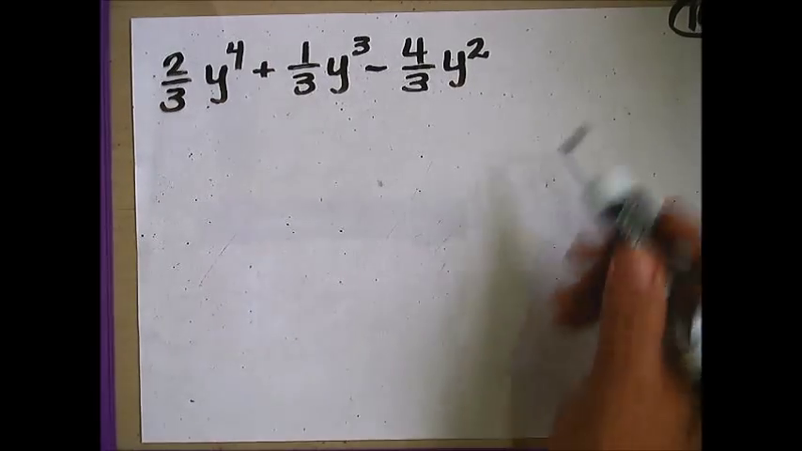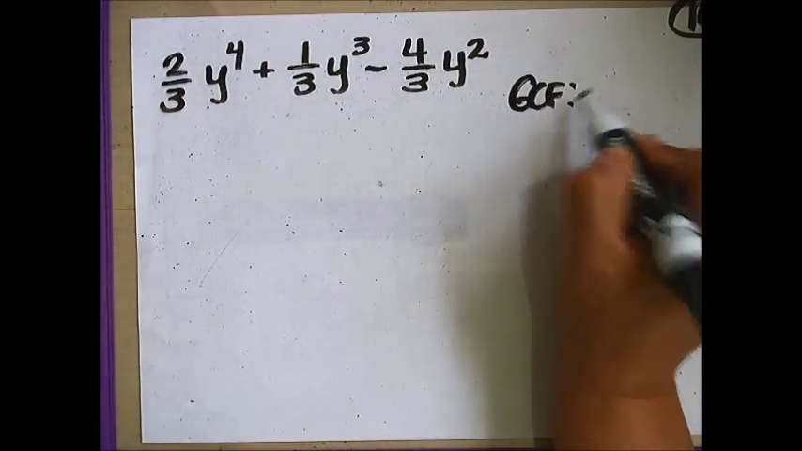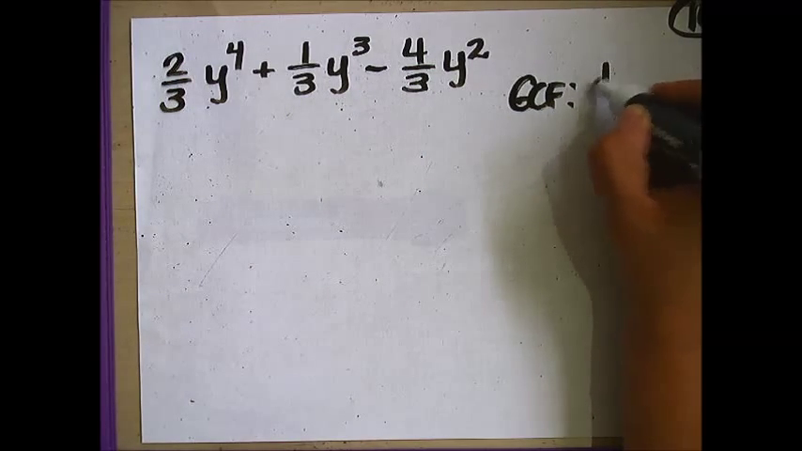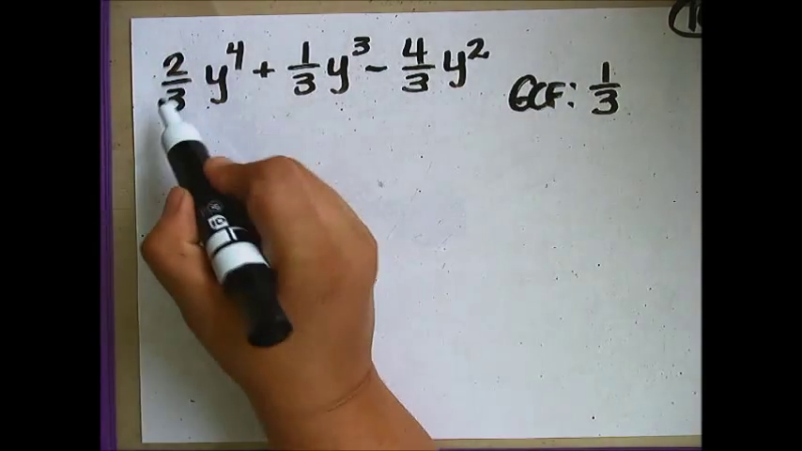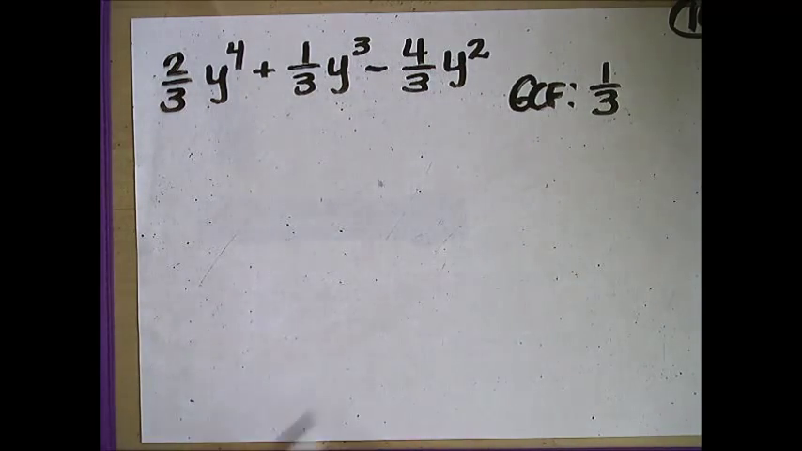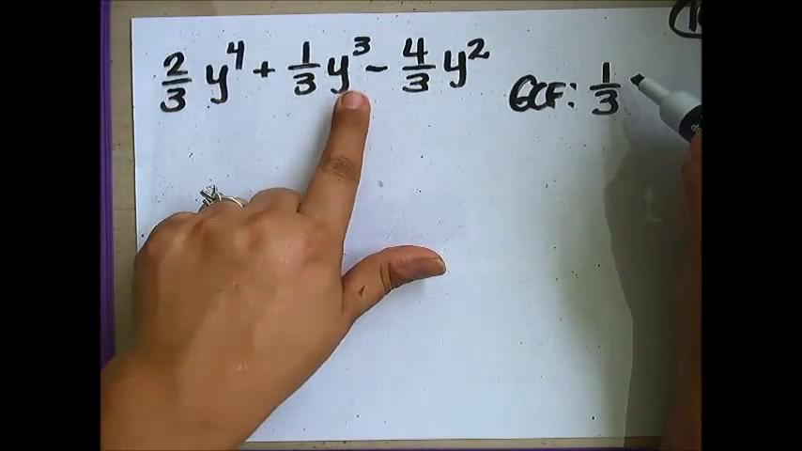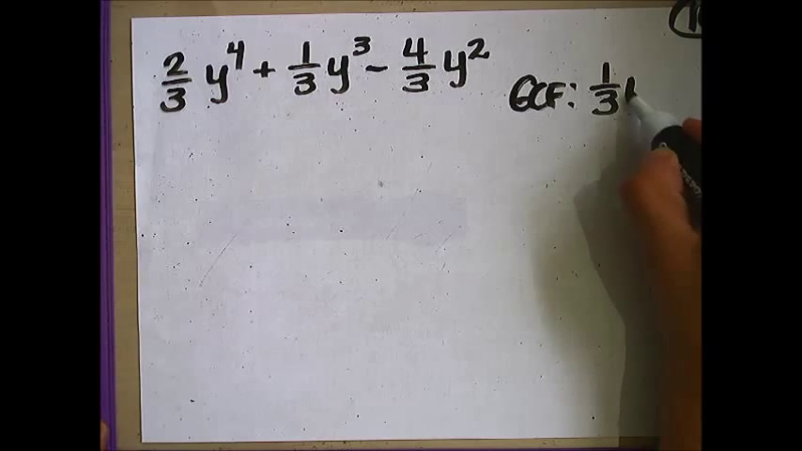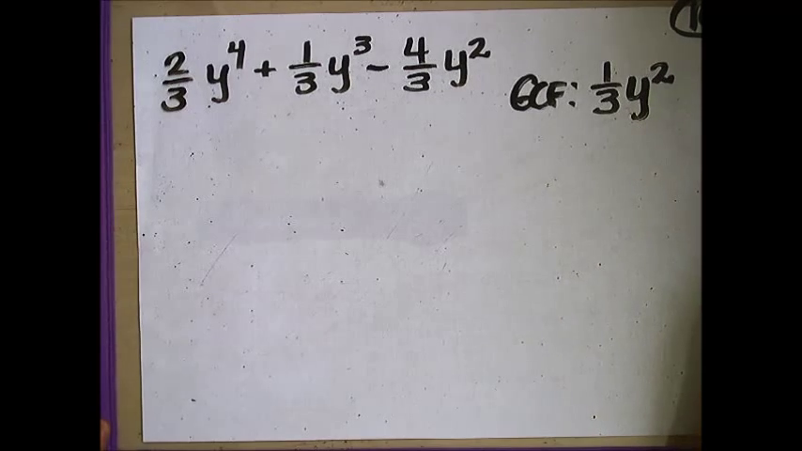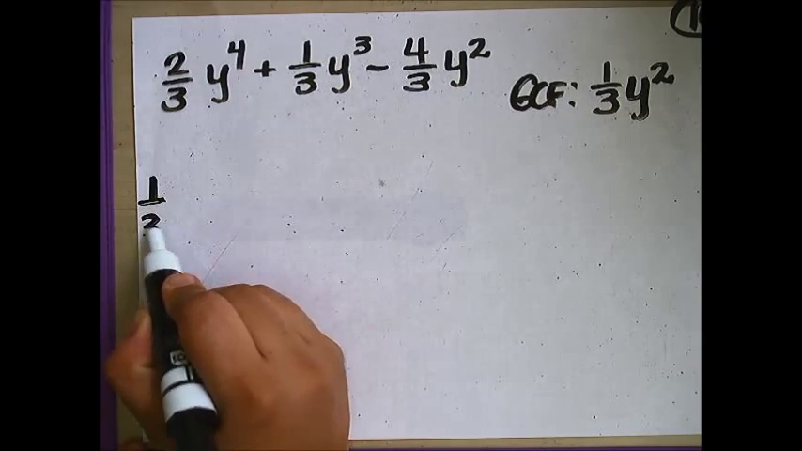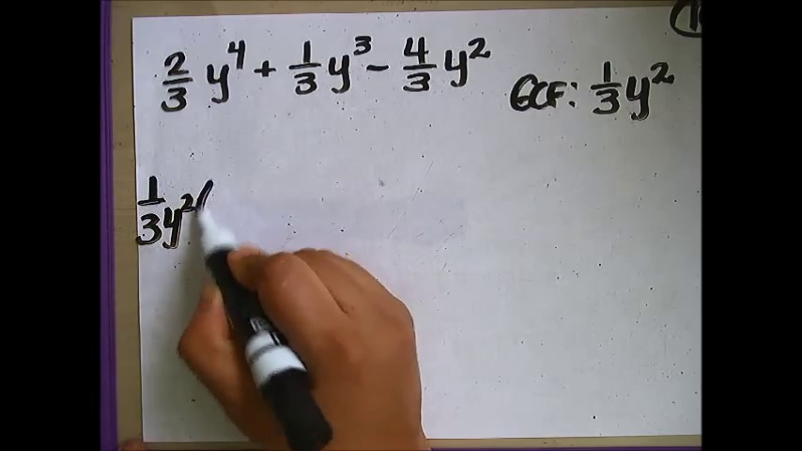So the greatest common factor here, let's see, we have 2/3, 1/3, and 4/3. So our greatest common factor in all of these is 1/3, because I have 2 1/3s here, 1 1/3 here, and 4 1/3s here. Okay, and then I have y squared, y to the third, and y to the fourth, and so therefore I'm going to have y to the second as my greatest common factor for my variable. So we're going to take that greatest common factor, and we're going to write products of the factors.